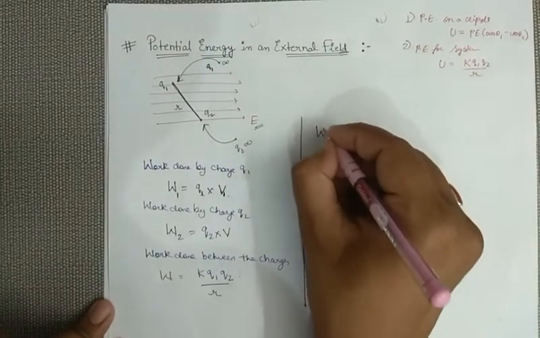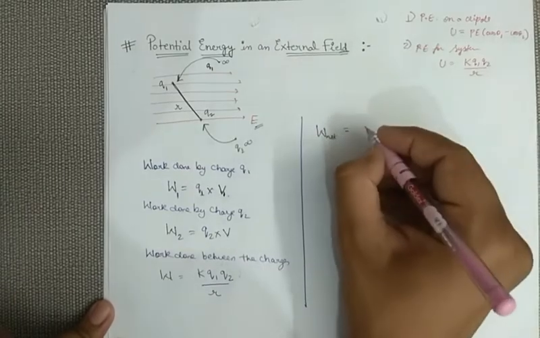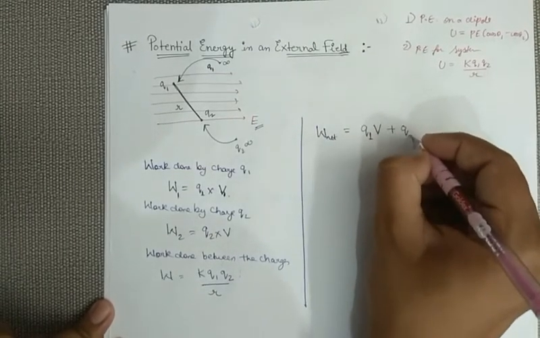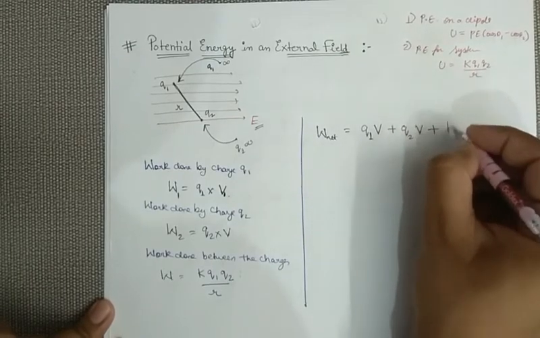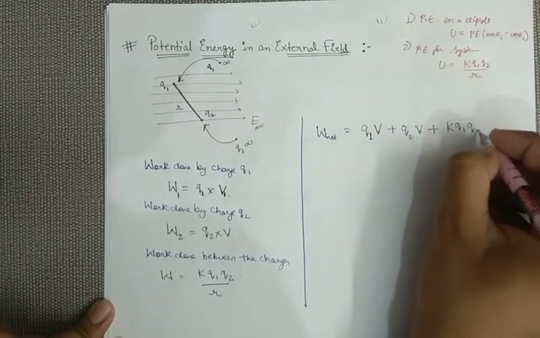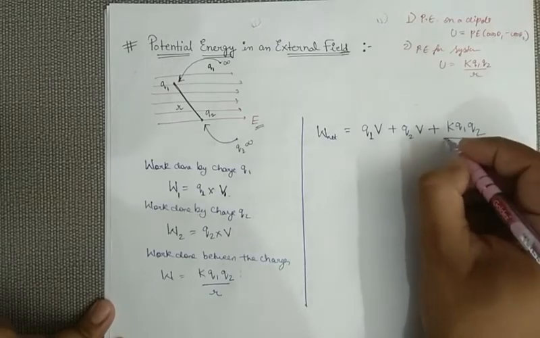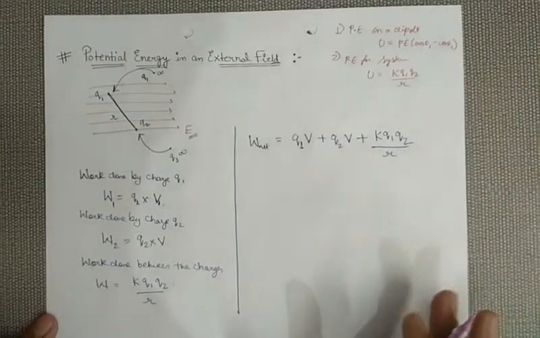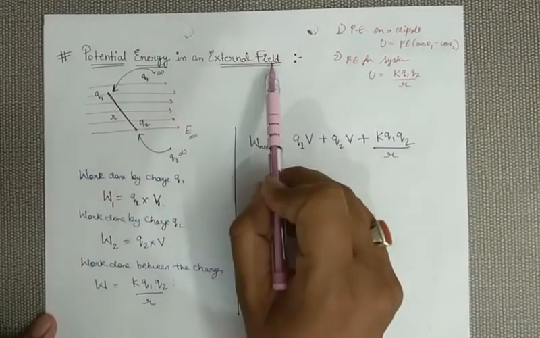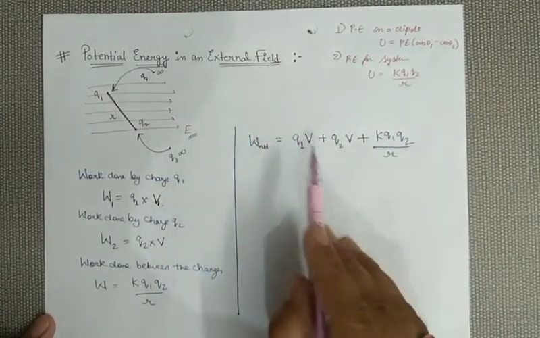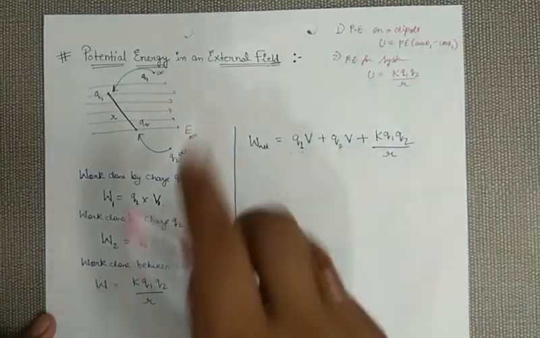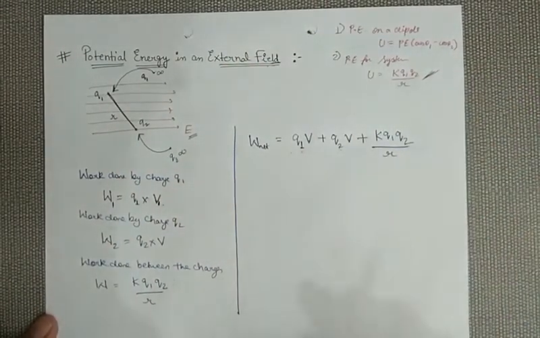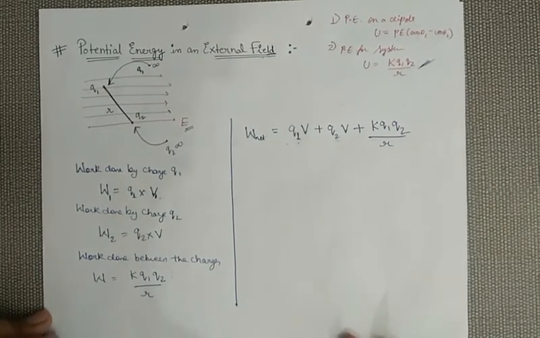So total work done or net work done will be equal to Q1 times V plus Q2 times V plus K times Q1 Q2 by R. So before solving any numerical, just read the question carefully, whether an external field is given or not. If the external field is given, then these 2 terms will come. If there is no external field, just like the previous case, then we simply use this formula. So just read the question very carefully.